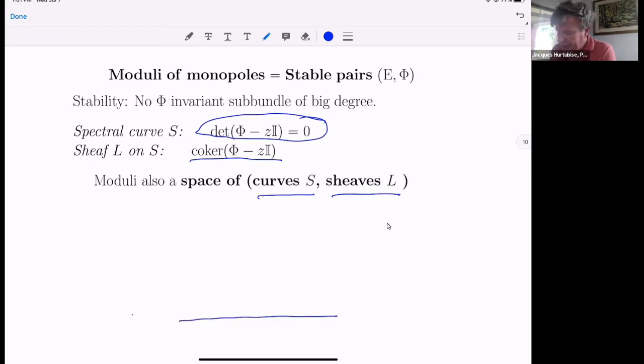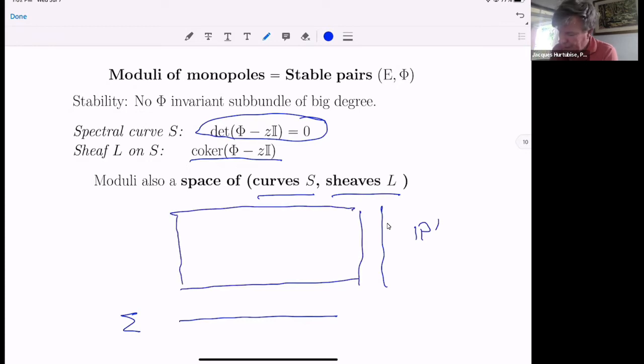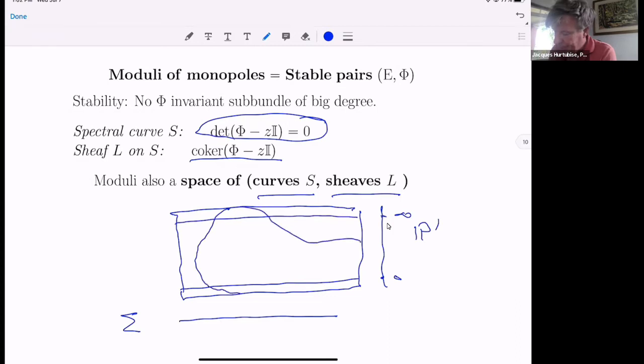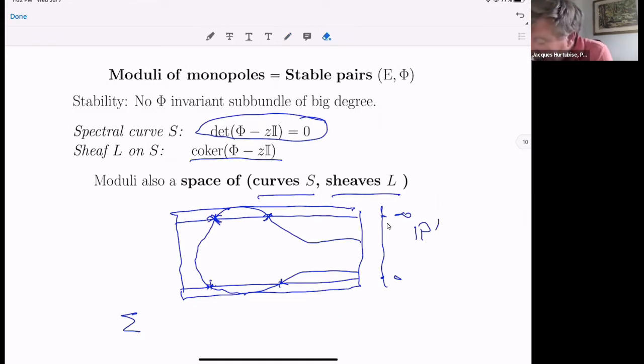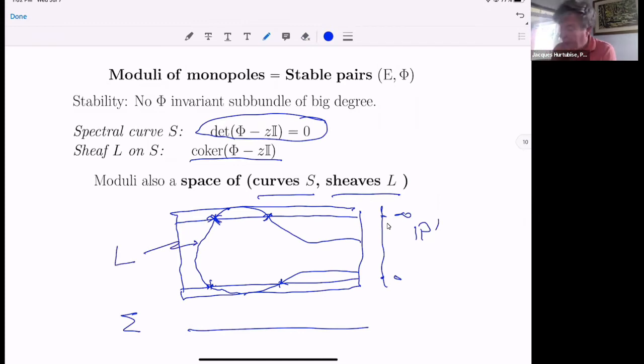If you think about it, here's sigma. I'm going to put a P1 here, and in the product, I'm going to have 0 and infinity that are somehow privileged points. And I'm going to get a spectral curve, which is this curve here. And you notice the points of intersection with 0 or infinity are where this phi ceases to be an automorphism, I mean, where the singularities are. But basically, you'll get S, and the cokernel L will live on this spectral curve.